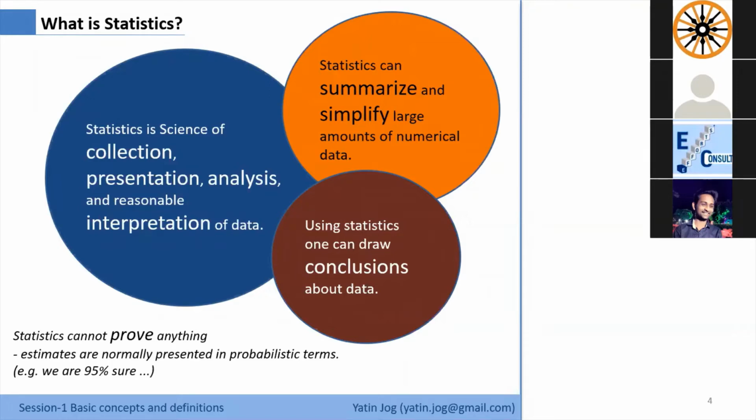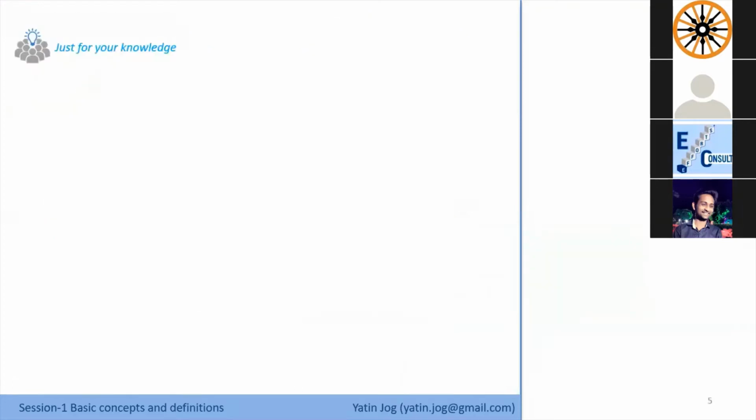So this kind of thing we can do in statistics, and these are called estimates. We can do estimates in probabilistic terms. 95% is a probability kind of thing. So statistics cannot be used to prove anything. We can do estimates in probabilistic terms in statistics always.